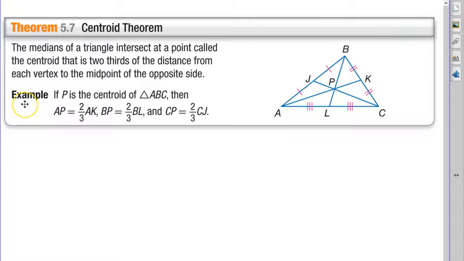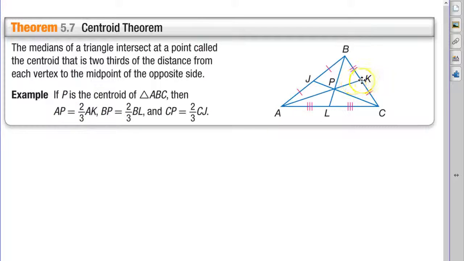All right, now, centroid theorem. I got another slide here in a moment that's got a little example of the centroid. But the medians of a triangle intersect at a point called the centroid that is 2/3 the distance from each vertex to the midpoint of the opposite side. So you'll see it in the drawing a bit, but you got 2/3 distance.